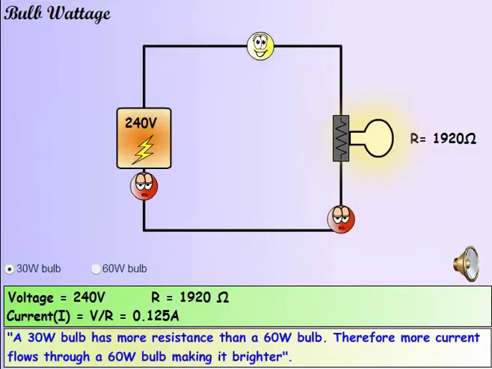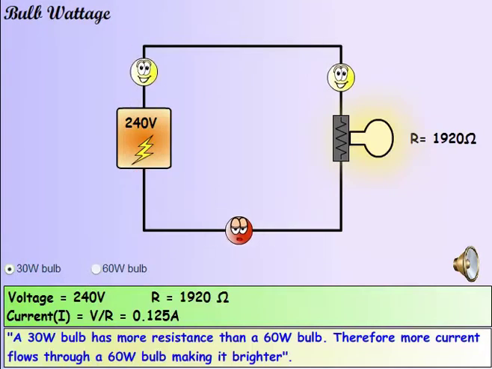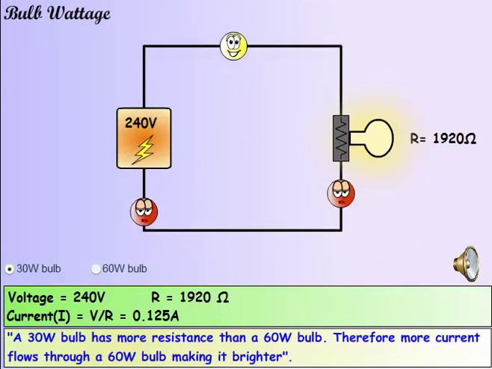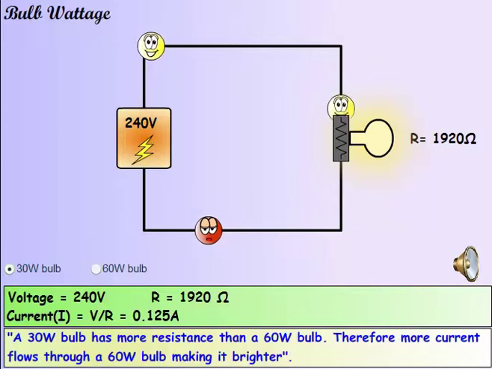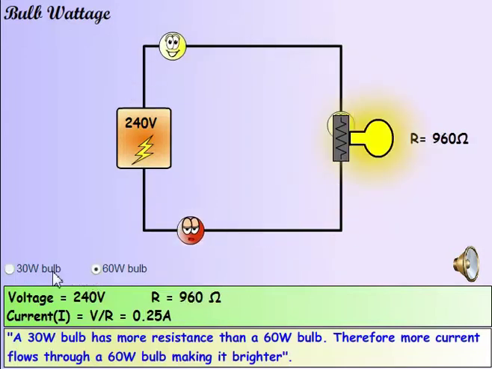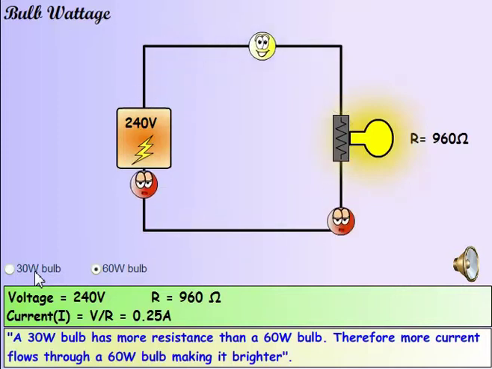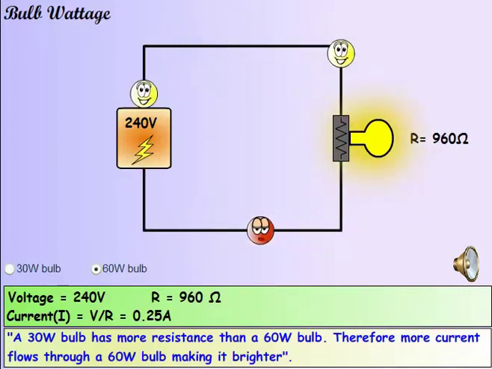The watt is a product of the voltage and the current. In this case, the voltage remains the same. The 30-watt bulb has a higher resistance than the 60-watt bulb, and thus the circuit with the 30-watt bulb has more current than the circuit with the 60-watt bulb. Therefore, the 60-watt bulb will glow brighter.